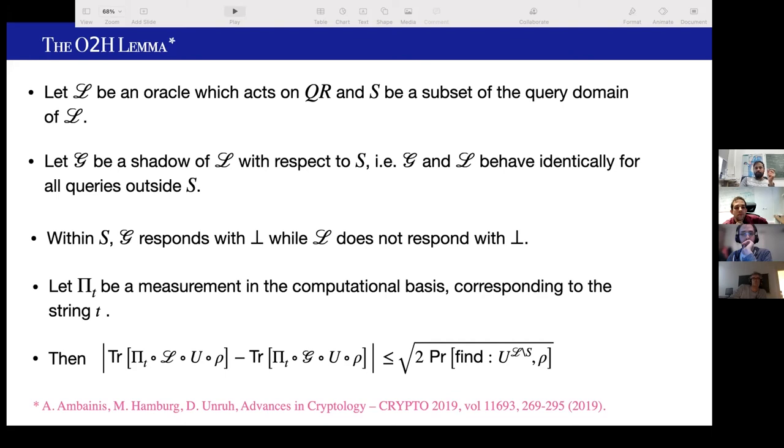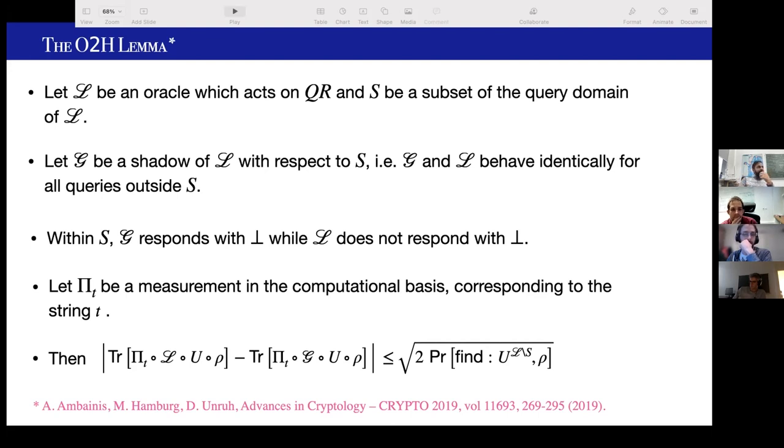S. So for example, if this probability is small, so I have a subset of queries which are difficult to find in the full domain, then this probability is close to zero. And this will mean that an algorithm with L or an algorithm with G, they are the same, while you see that G was not responding about S at all. So this tells you that if two algorithms are differing only at a certain subset of queries, then whether they are the same or not will be determined by the probability of finding that subset.